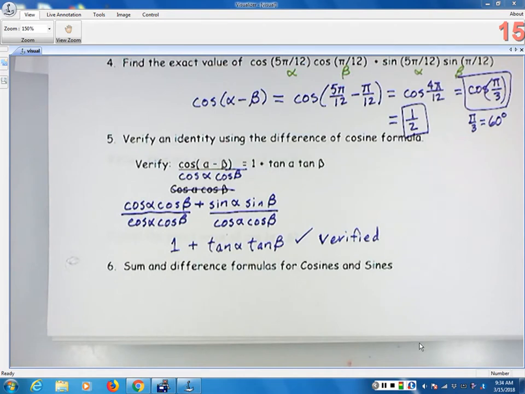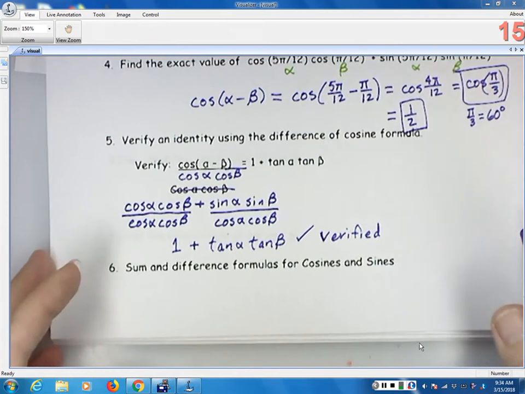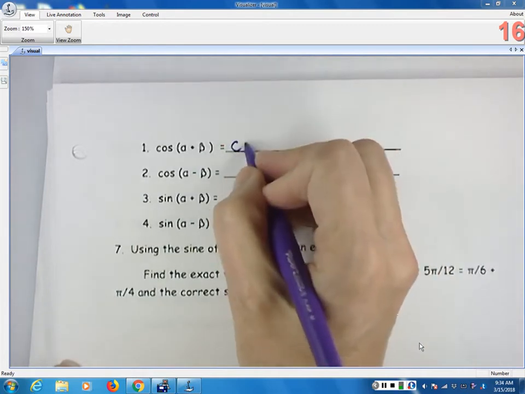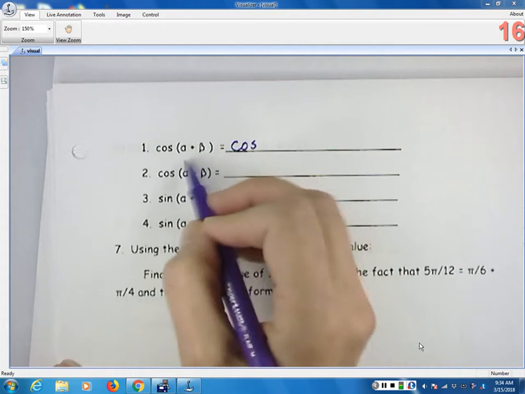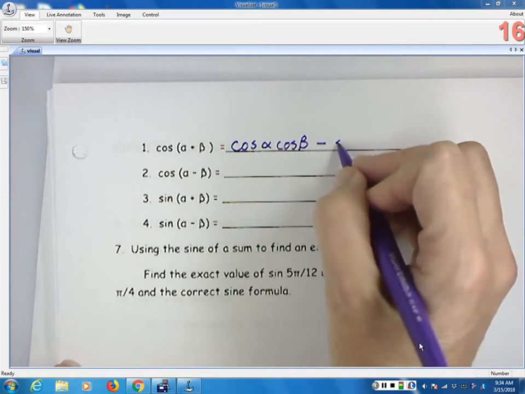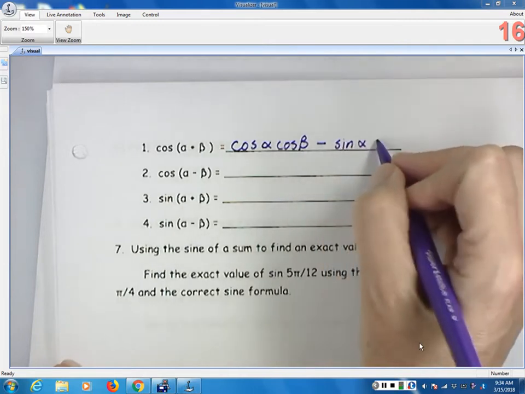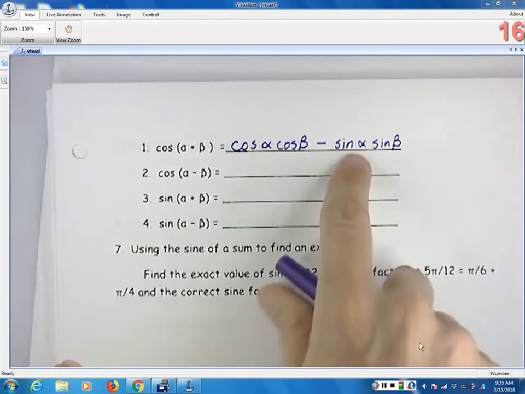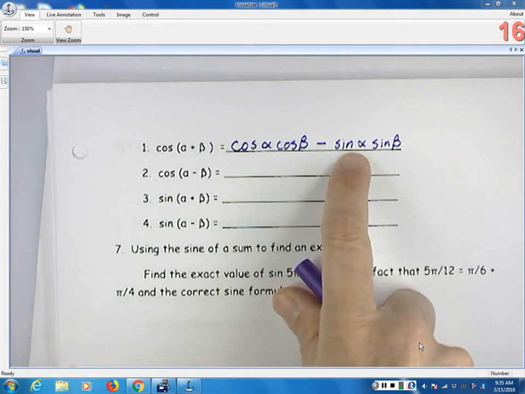Okay, and then we have the sum and difference formulas for cosines and sines. You could open up the slides if you want and fill these out too. The cosine of a sum of two angles is cosine of the first angle times cosine of the second minus sine times sine of the two. And you could get that from the first formula by the fact that sine is an odd function.